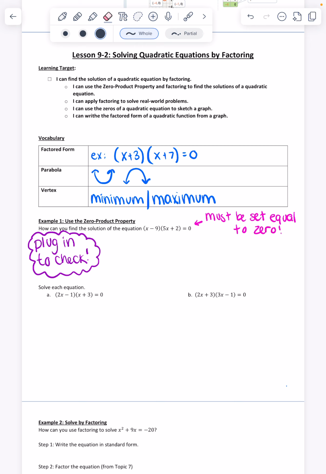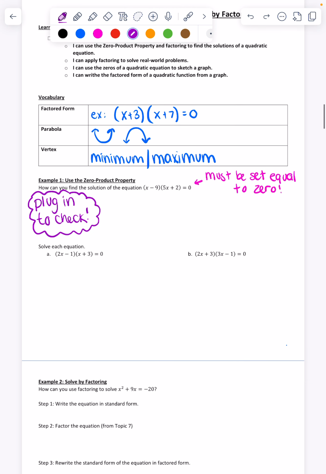So today our main focus is to factor. We're going to somehow use factored form, like we saw in topic 7, to solve for our solutions, our zeros, our x-intercepts. So a couple words that are going to come up today are vertex, minimum, maximum, and of course our parabolas. All right, let's see how this works in example 1.